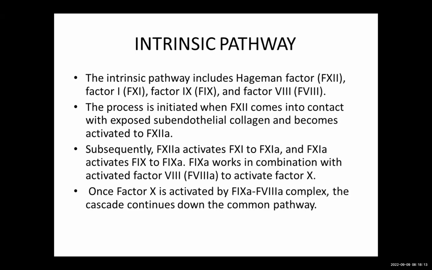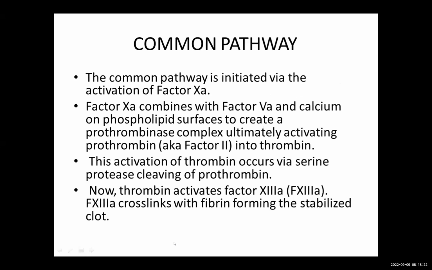Once factor 10 is activated by factor 9a, factor 8a complex, the cascade continues down to the common pathway. Now, this is the final common pathway, which is initiated via the activation of factor 10a. Factor 10a combines with factor 5a and calcium on the phospholipid surfaces to create a prothrombinase complex, which ultimately activates prothrombin into thrombin. This activation of thrombin occurs via serine protease cleaving the prothrombin. Now, finally thrombin activates factor 13a, and 13a cross-links fibrin, forming the final stabilized clot.